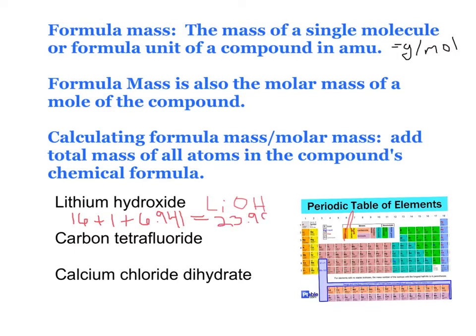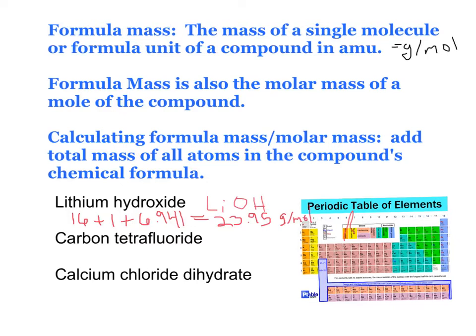Each periodic table will have those atomic masses carried out to a different number of decimal places. So just use the one that you have. Don't forget your unit. So this would be grams per mole or atomic mass units.